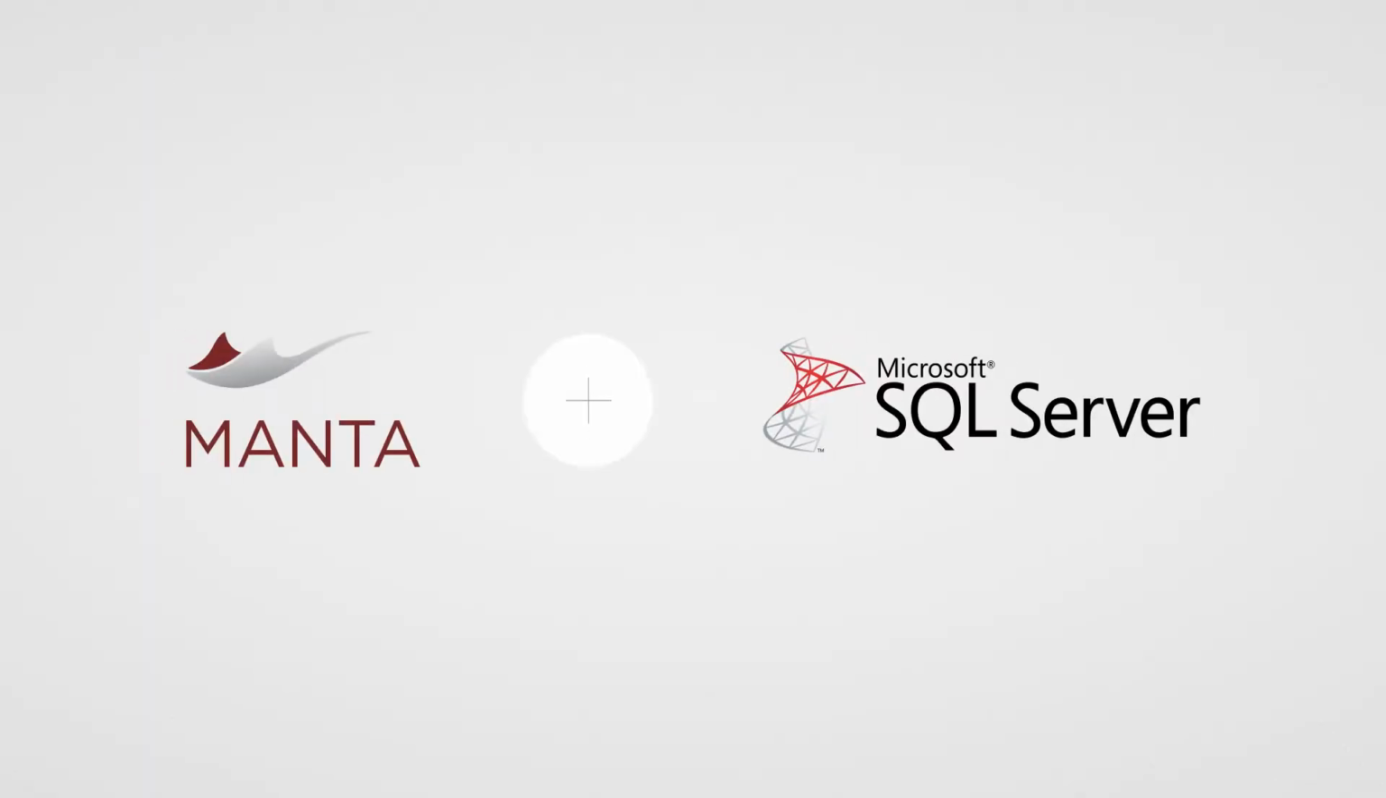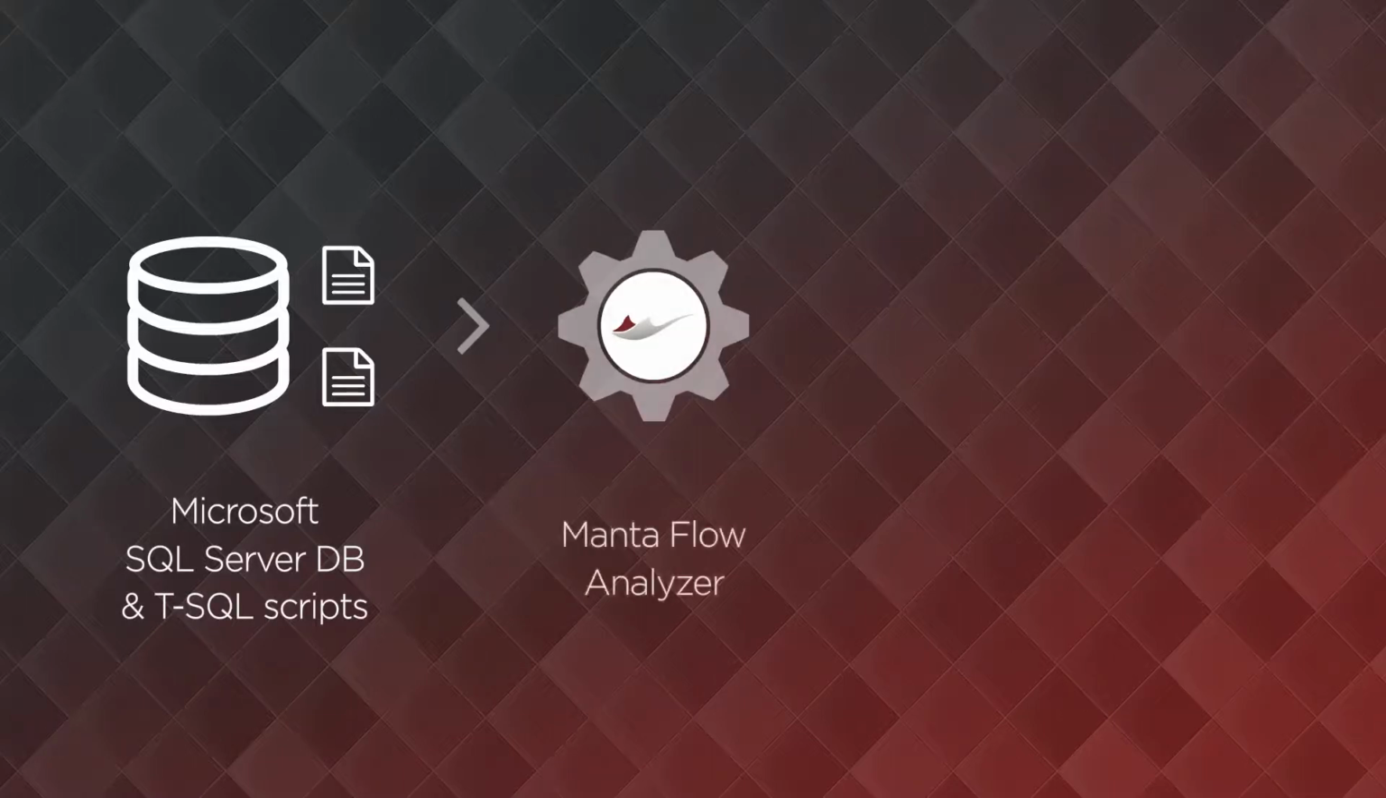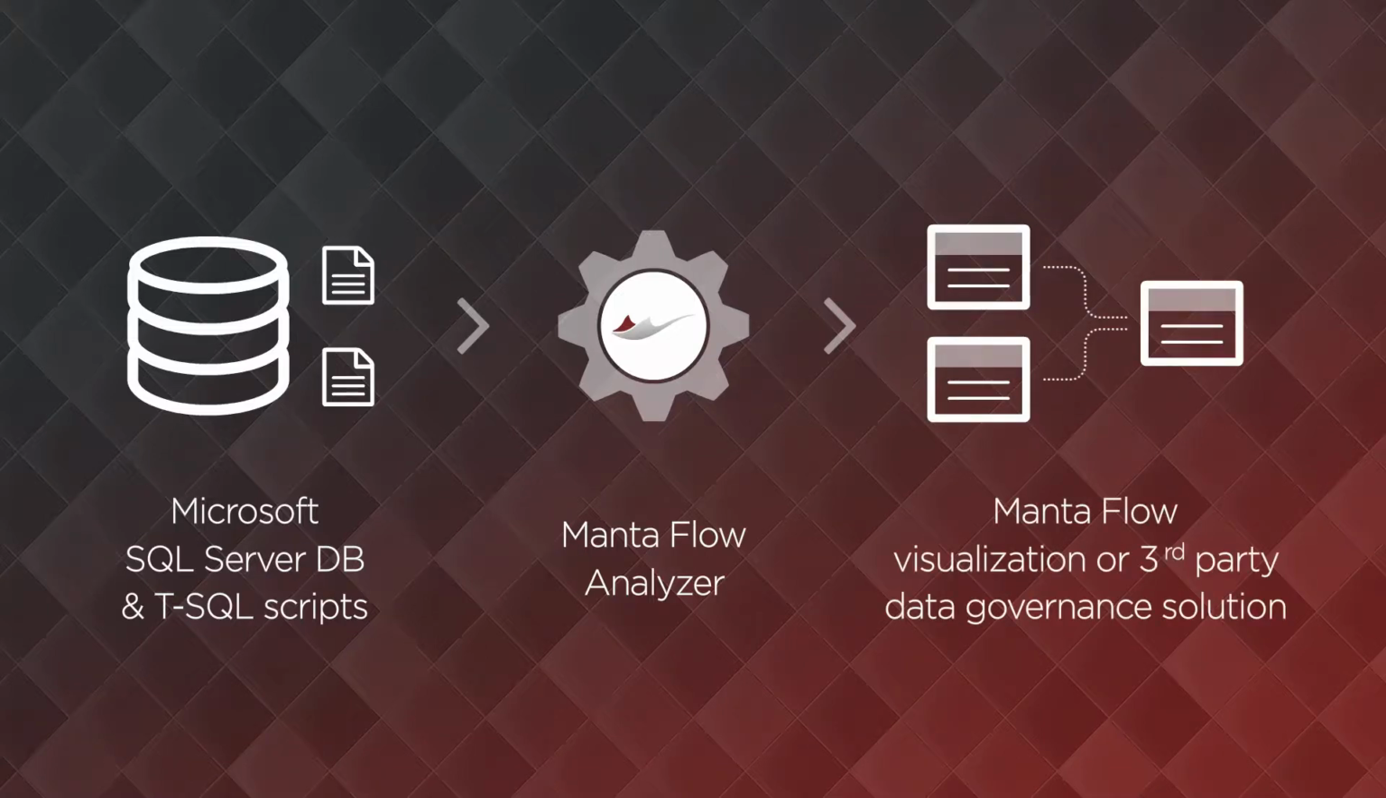Hi, we're Manta, and we'd like to show you how we can analyze Microsoft SQL Server code and how to get complete data lineage out of it. First, MANTA Flow extracts all database dictionaries, stored procedures, functions, views, and triggers from all your databases. Second, it analyzes everything, including external TSQL scripts, one by one, and pushes all metadata into its own repository. And finally, the metadata is exported and visualized by our native visualization or pushed into a third-party data governance solution.